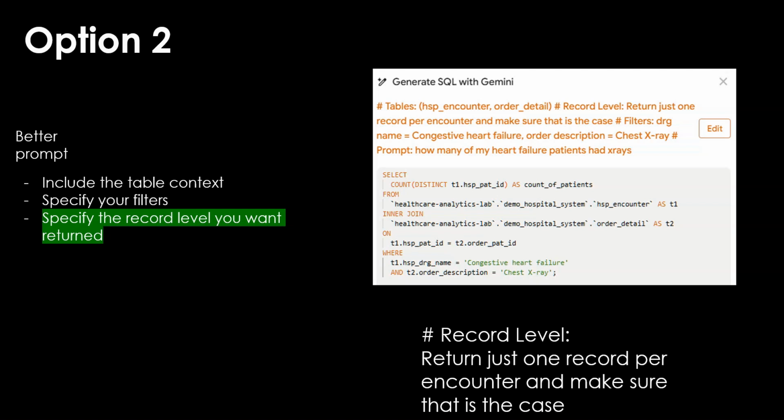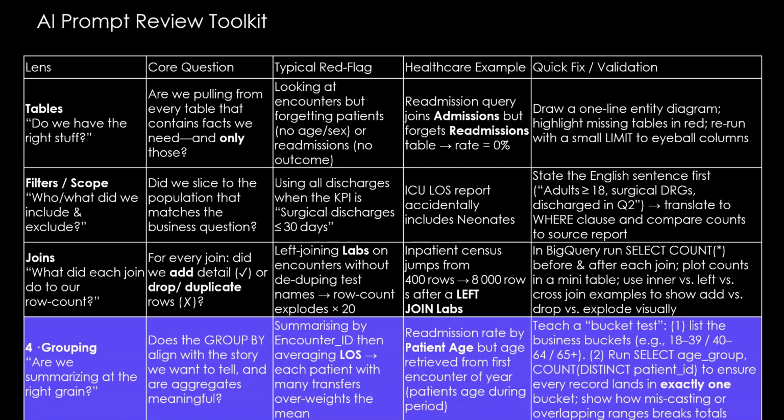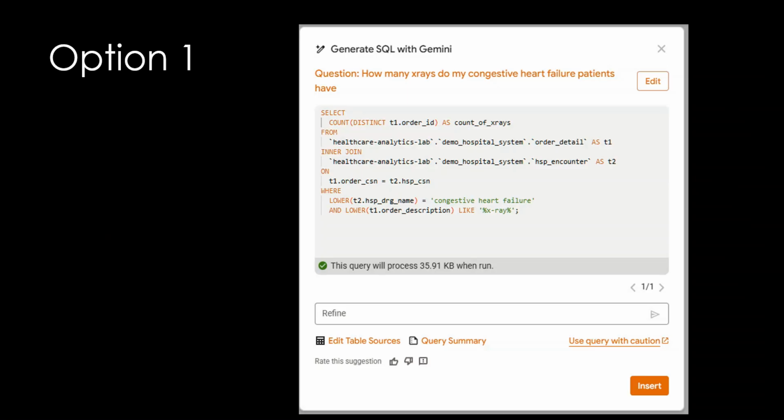What record level do I want? That is the key element that's going to drive the right type of join, as well as the right group by type of decision. Grouping is used when we are summarizing and trying to answer a question at some granularity within the data. And the core question is, does this group by help align with the story or the goal of the question that I have of this data?